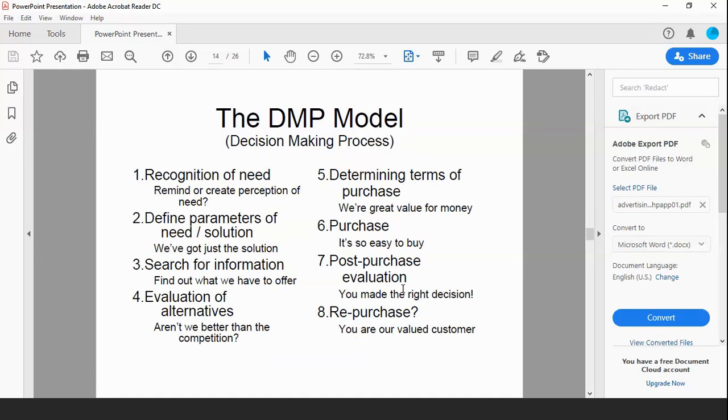So this is about that. You can see it: remind, define the parameters, search for information, evaluation of alternatives, combining the terms of purchase, post-purchase, all of that.